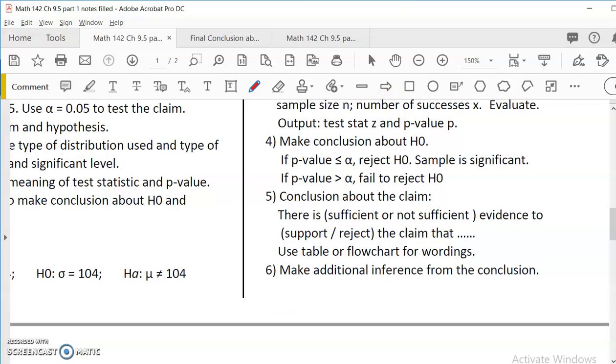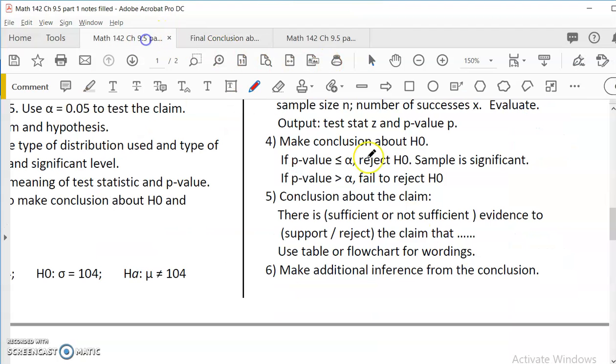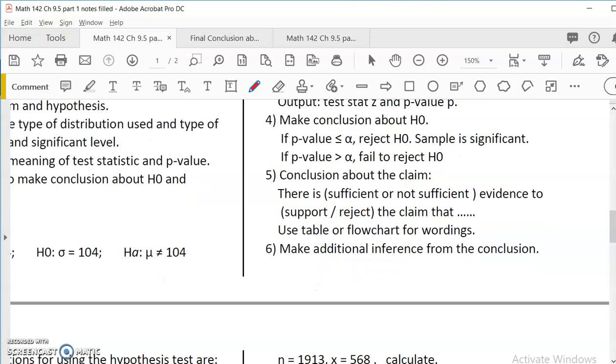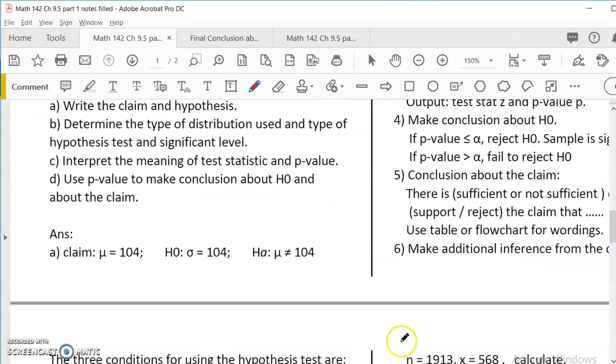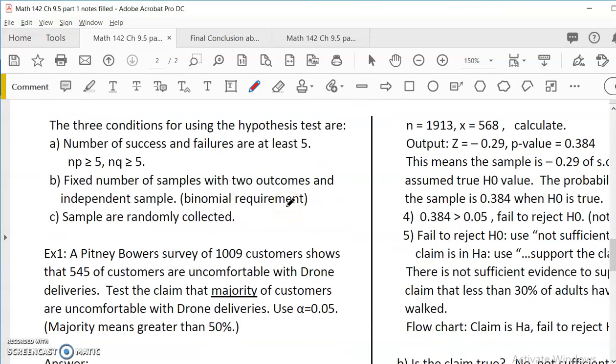An alternative way of doing this kind of analysis is you can also use the flow chart. So the flow chart is here. You can ask if my H0 is the claim or if my H1, the alternative, is the claim. So either way you are going to make the conclusion about the claim, and then if there is other inference, you would make some further inference. So that's the basic steps.